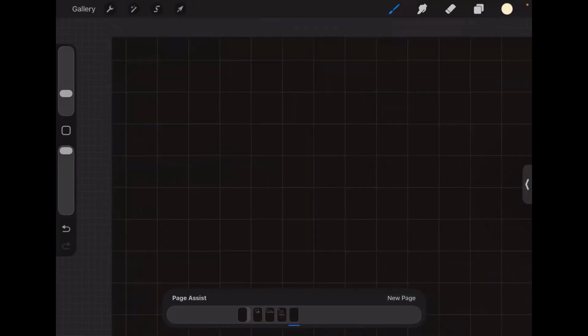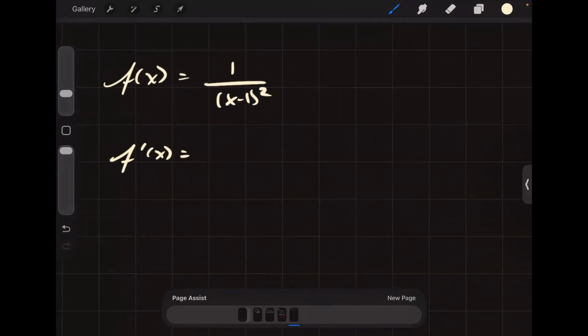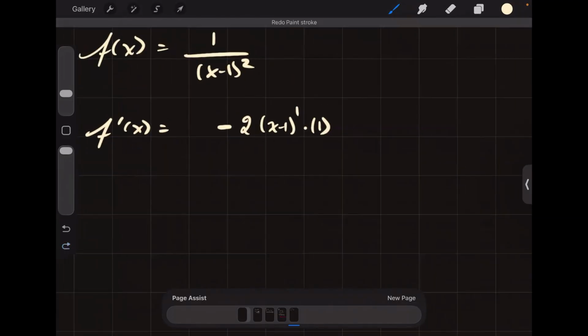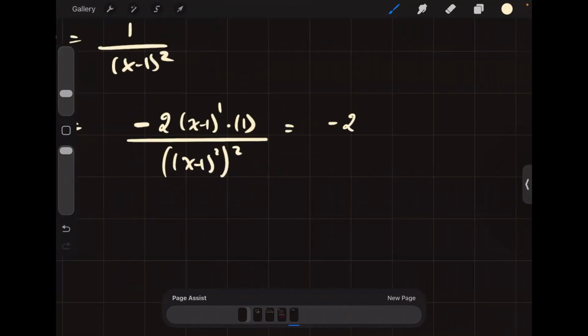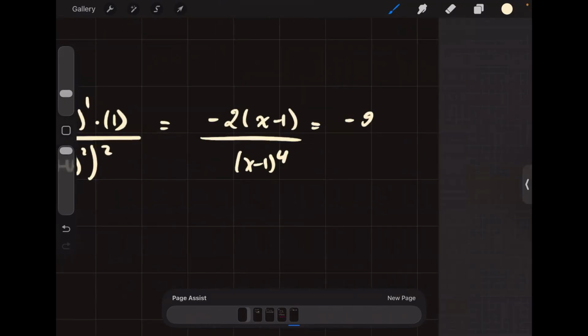Let's say you have f of x is equal to 1 over (x minus 1) squared. Then f prime of x is going to be, I'm going to push it very quickly, b times the derivative of a, which is 0, minus a times the derivative of b, the derivative at the bottom, you go down, leave the inside alone, all over b squared, which is going to equal negative 2(x minus 1) all over (x minus 1) to the fourth, which is going to be negative 2 all over (x minus 1) to the third.